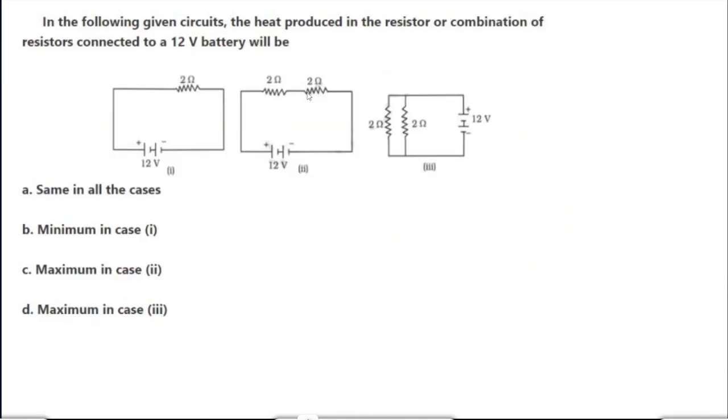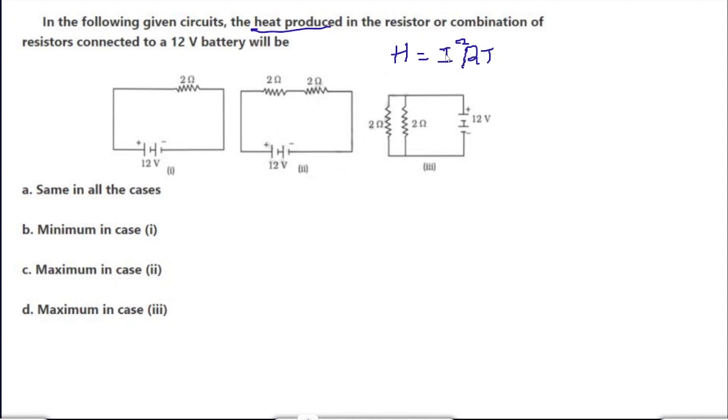Next, in the following given circuits, the heat produced in the resistor or combination of resistors connected to 12 volts will be. So if you consider these three circuits, all of them have a 12 volt battery and 2 ohm resistors. Now we need to find the heat produced. But what is the formula to find the heat produced? This is again from Joule's law of heating. So guys, state board students, you don't need to panic here, this is only for CBSE. And the formula is I square R T, right?